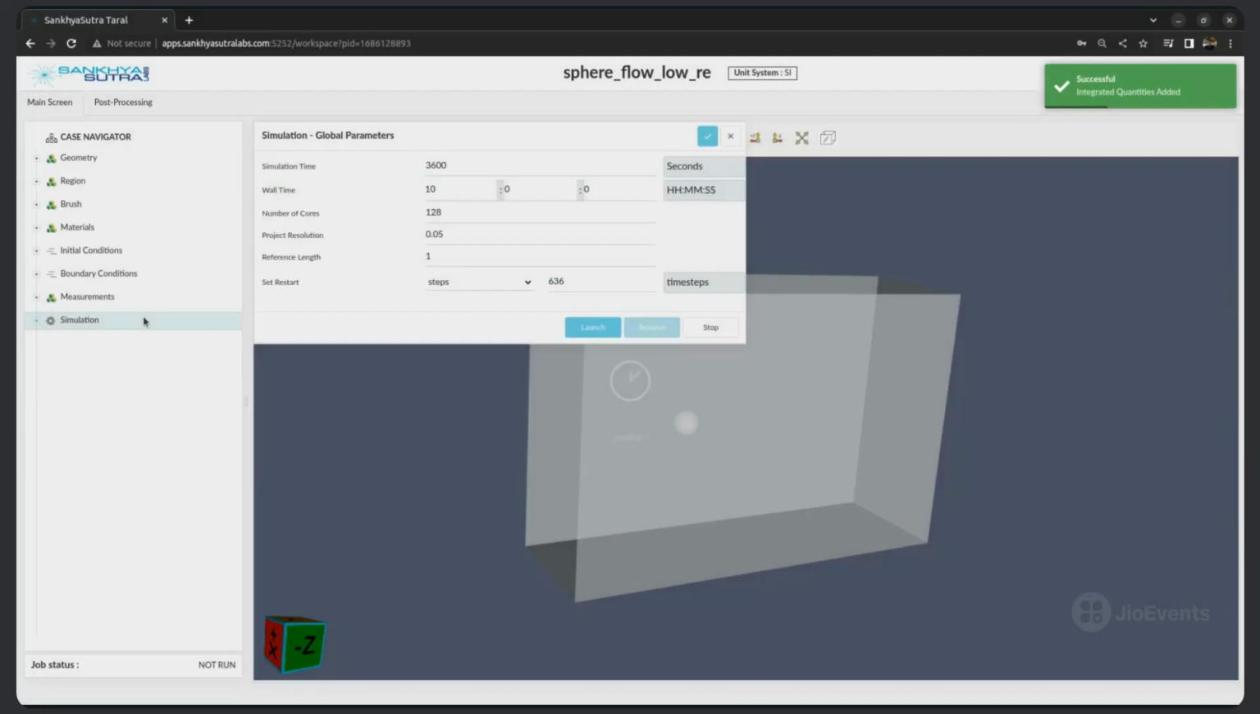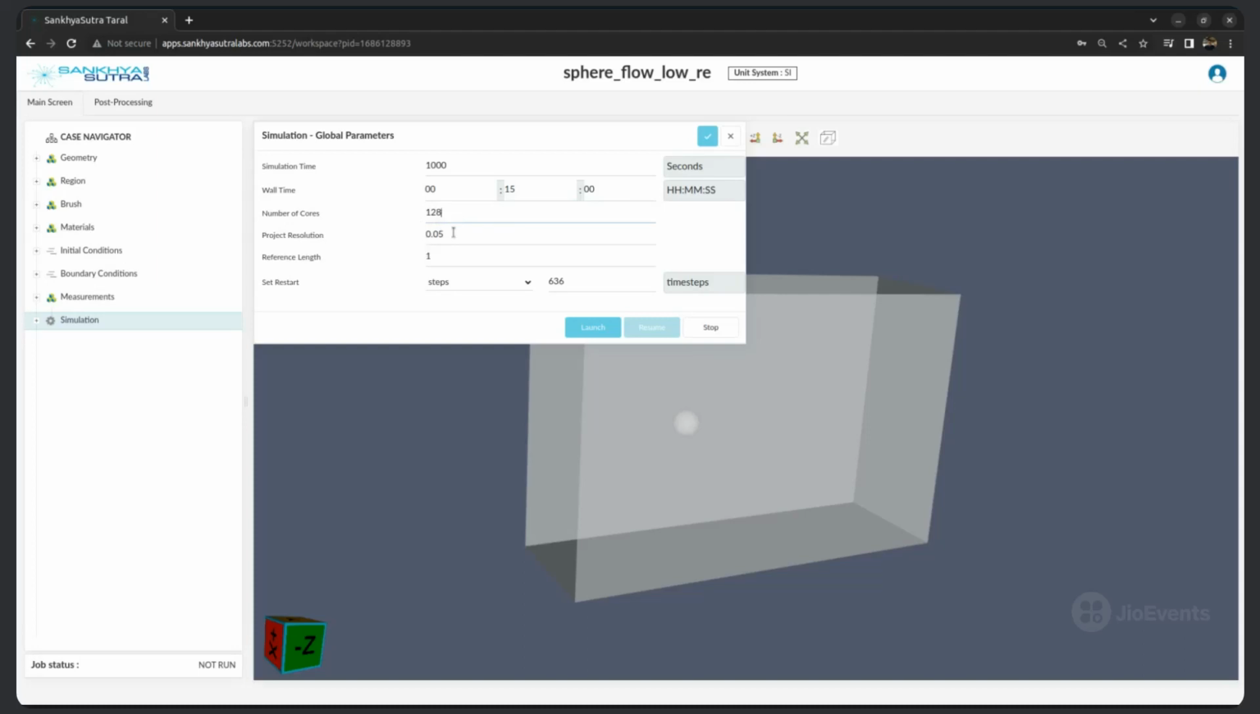Now the last thing to do is set up my general simulation parameters. So let's say I want to run the case for a total of 1000 seconds. So I want to simulate the flow past this sphere for 1000 seconds. And because it's a very small case, I know that I won't need a lot of time to simulate it. Let's say I want to simulate it only for 15 minutes. So I give it 15 minutes and 0 seconds. And the number of cores basically refers to the number of processors that you want to use to run your simulation. And I want to use only 128, so I'll keep it at that.